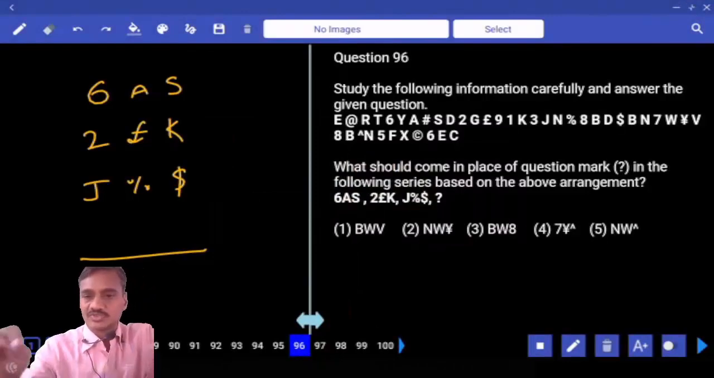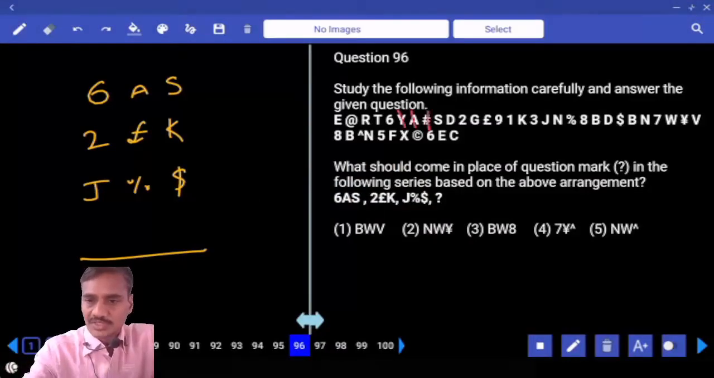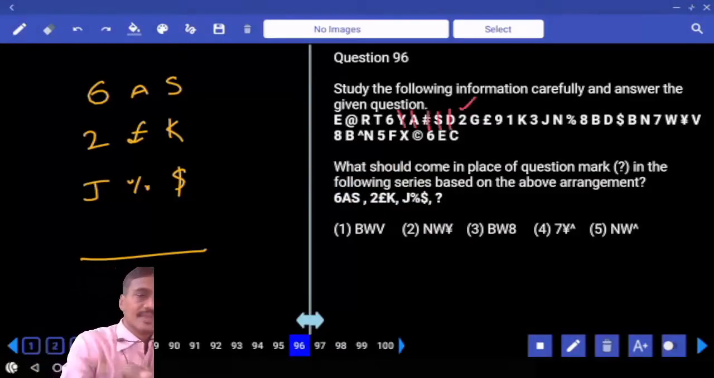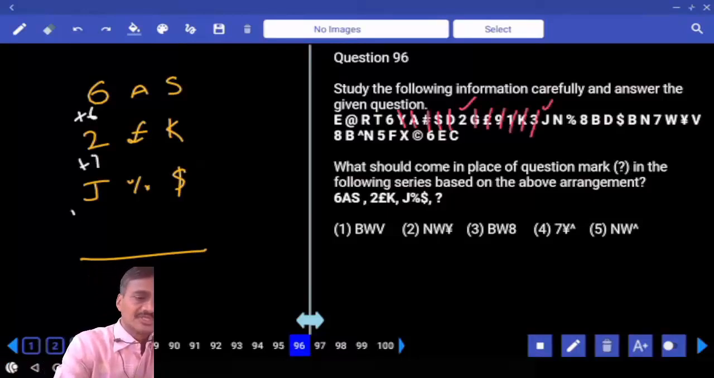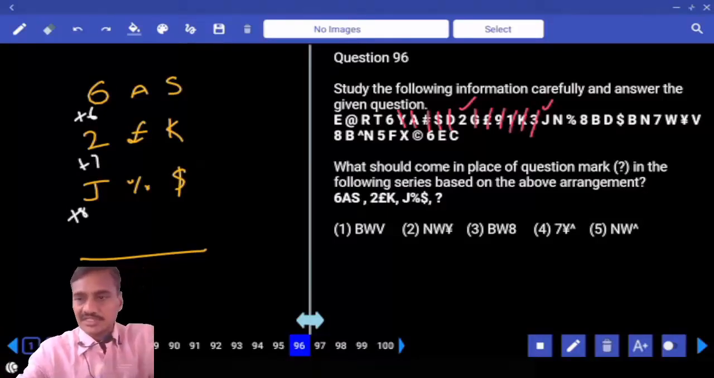6 and 2 మనకి ఎక్కడ వస్తుంది చెప్పండి? 6 to 2, 1, 2, 3, 4, 5, 6, plus 6. And again 2 to J, 1, 2, 3, 4, 5, 6, 7, plus 7. Plus 6, plus 7 అయితే next ఎంత రావాలి? Plus 8. J plus 8, 1, 2, 3, 4, 5, 6, 7, 8.